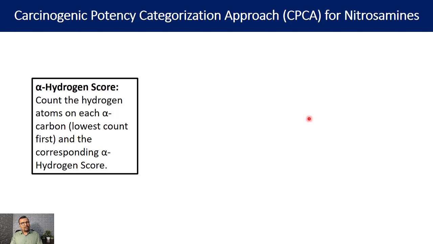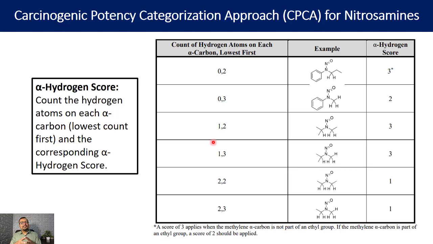So this particular Q&A guidance document has given the guidance on defining the alpha hydrogen score. What you have to do is simply count the hydrogen atoms present on each alpha carbon. You have to count the hydrogens on both alpha carbons, and the lowest count has to be given first, followed by the next one. So here is the table which determines the alpha hydrogen score.